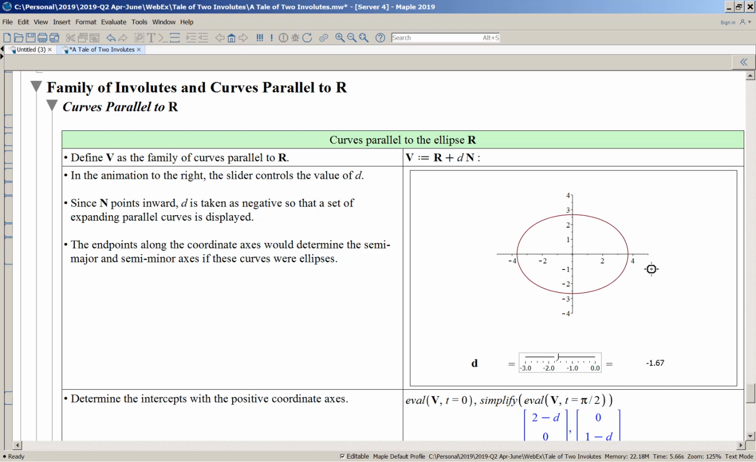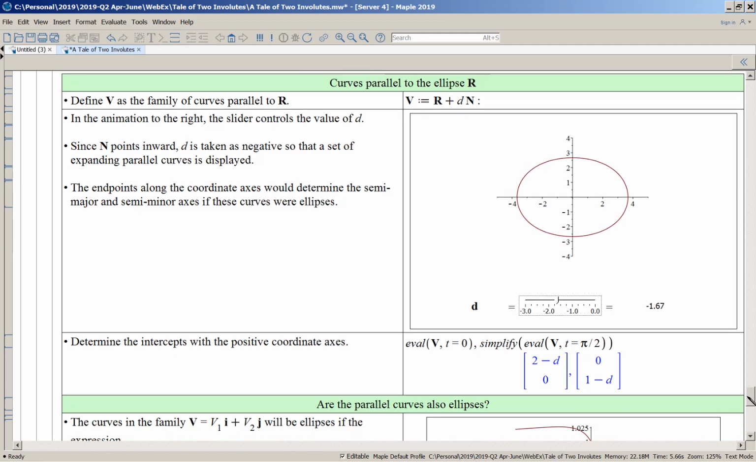And I was curious, are these things themselves ellipses? And I said, oh, how am I going to do that? So this is what I ended up doing. I evaluated this curve, r plus dn, at this point and this point. I wanted to know the length of these two lines. Were they semi-major and semi-minor axes? Okay, so here are the 2 points.